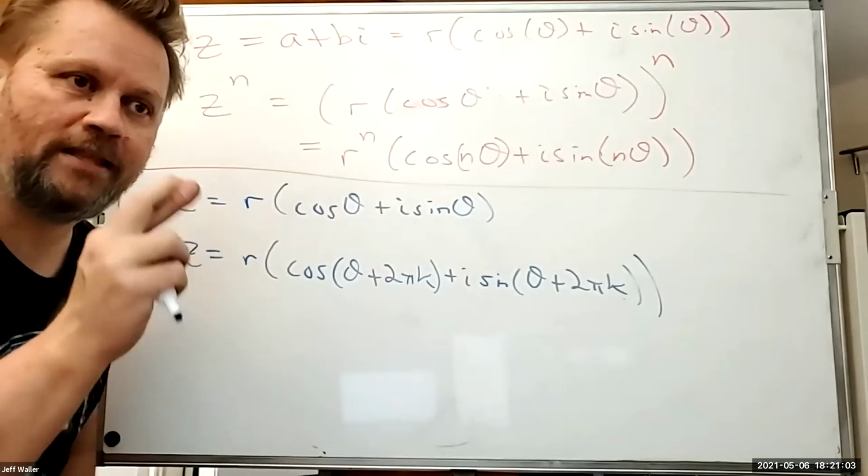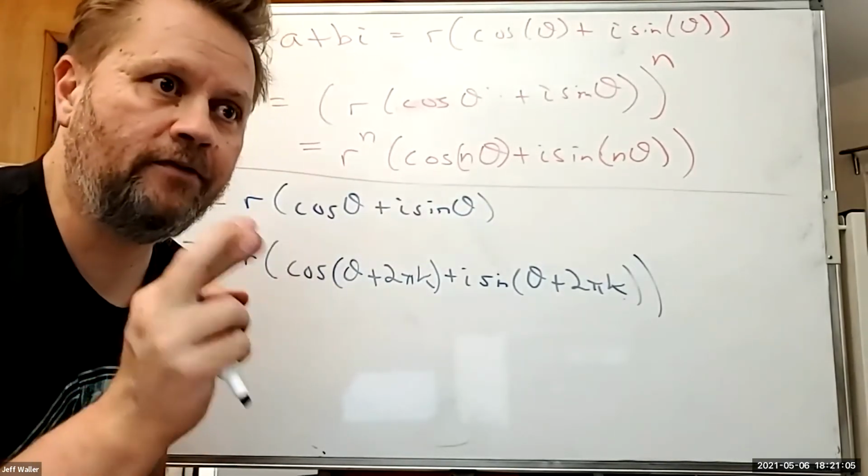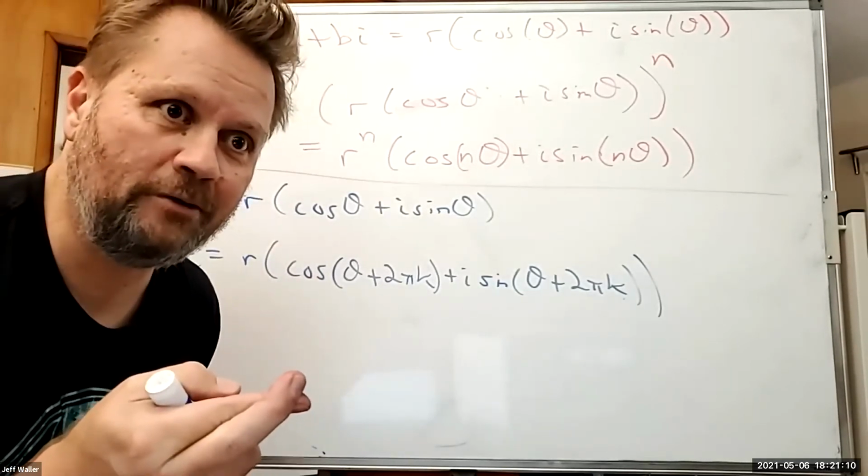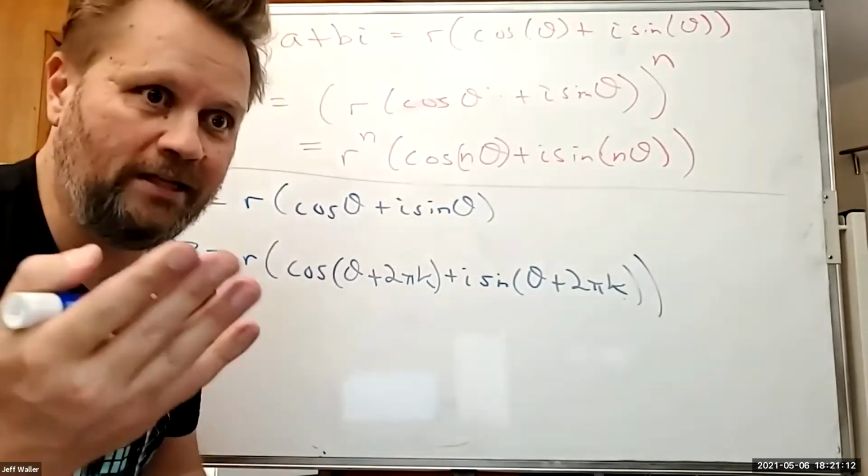I really want you to understand. Isn't that the weird thing about trig? The sine of 30 degrees is the same thing as the sine of 390 degrees. Is everybody cool with what I just said? Because 390 is 30.